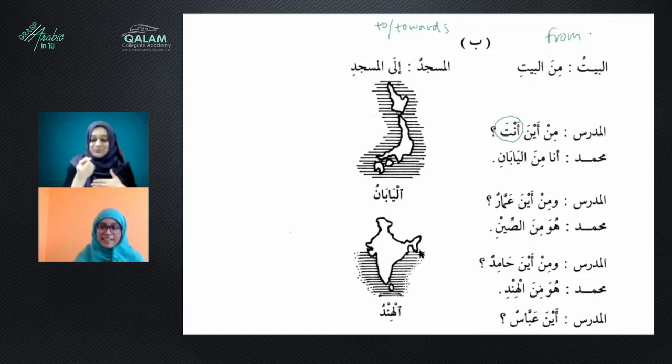Me. You. Not me. You. Exactly. Okay. Min aina anta. Anta means you. All right. And then I told you that they're also going to introduce verbs in this lesson.